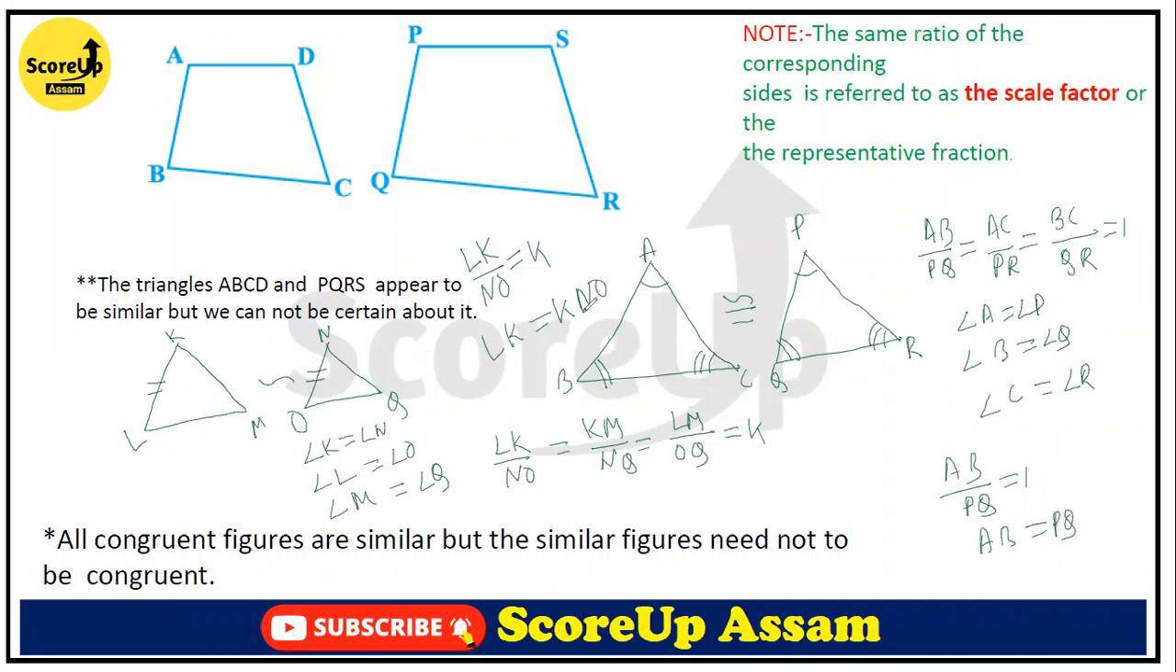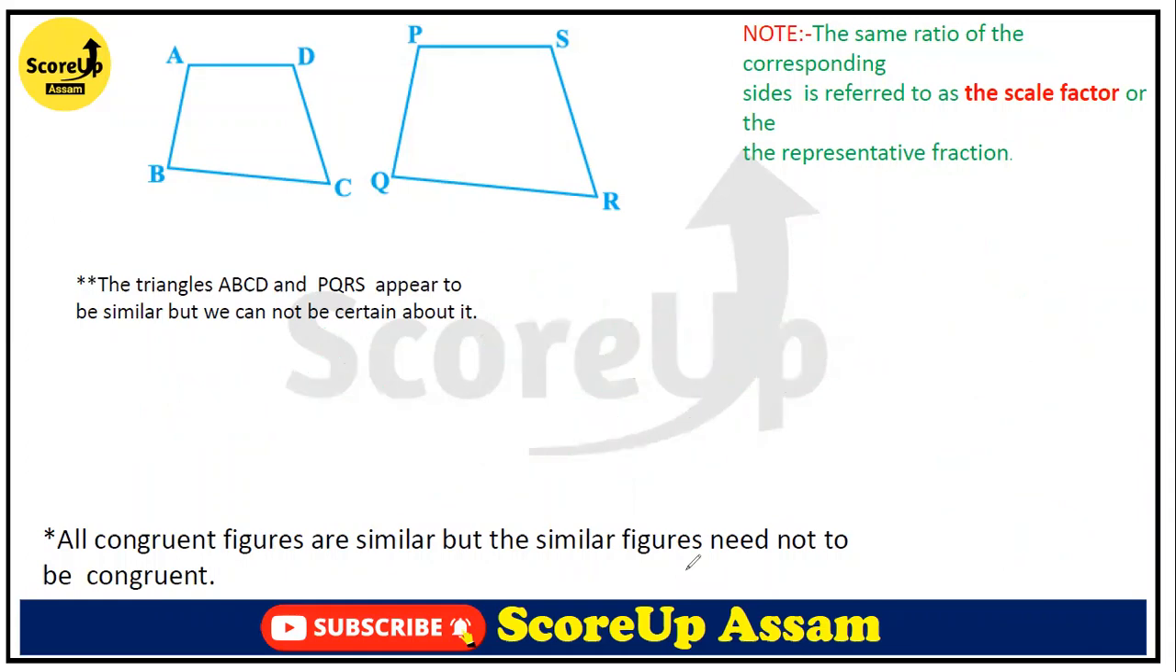That means this side is not equal to this side. But this side will be equal to this side when it is multiplied by some constant, some scaling factor. So this is the meaning of that all congruent triangles are similar, but the similar figure need not be congruent. Hope it is clear to everyone. Okay. Now let's move to the next topic.